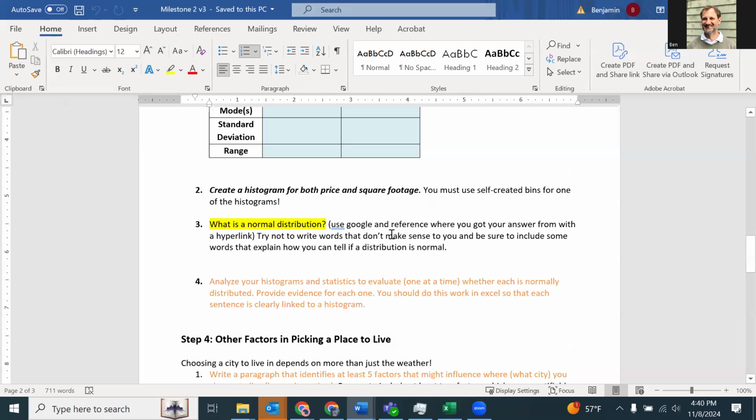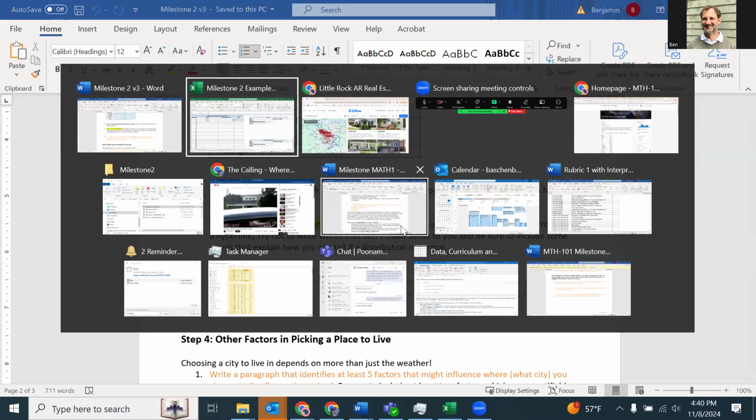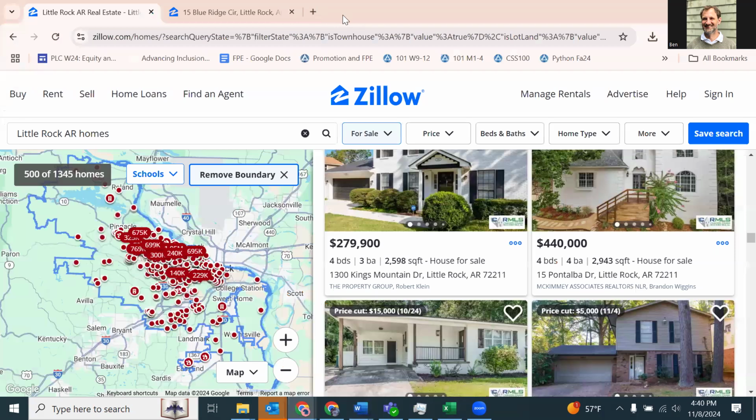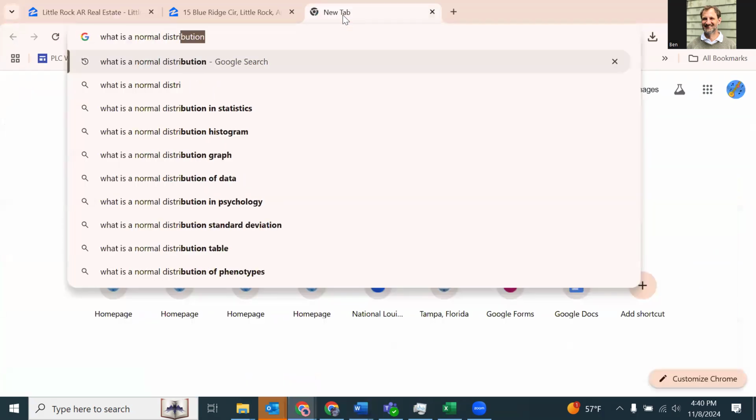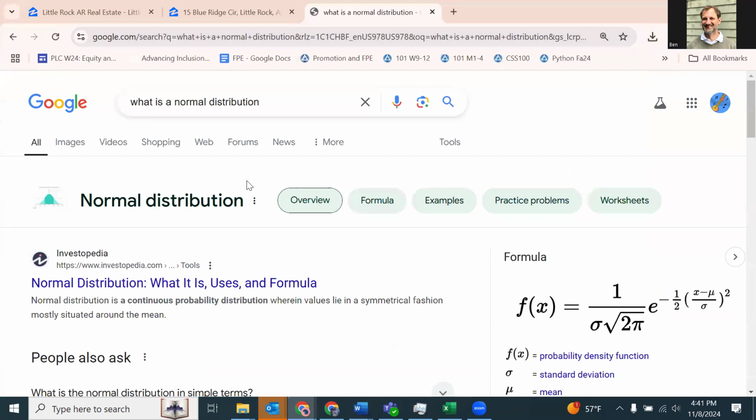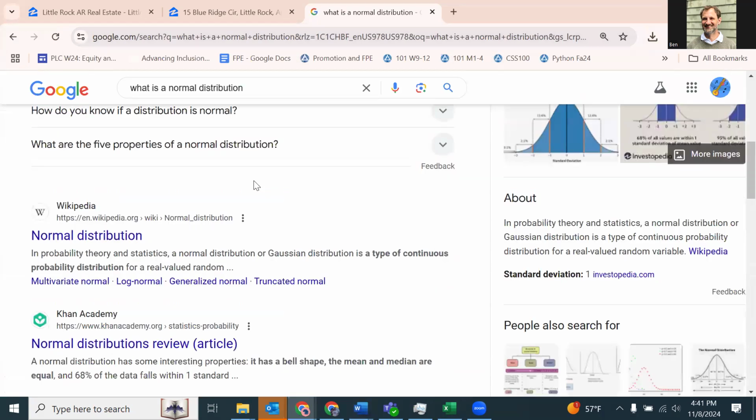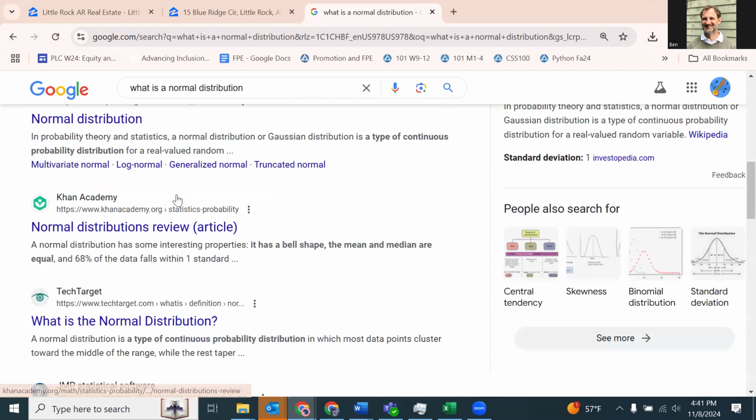So what is a normal distribution? I'm going to go and ask Mr. Google, what is a normal distribution? What I don't want is for you to get this. Wikipedia, I saw this a lot last year. Probability theory and statistics, a normal distribution or Gaussian distribution. You don't know what a Gaussian distribution is. Come on, don't tell me all that. Here, Khan Academy is probably more to the point.